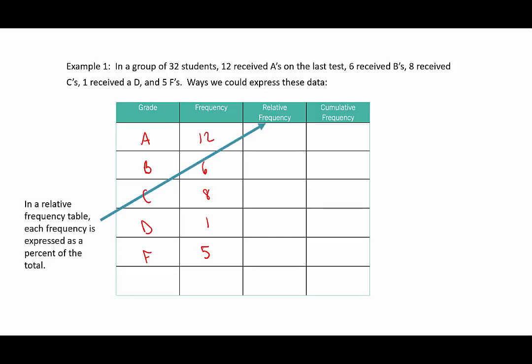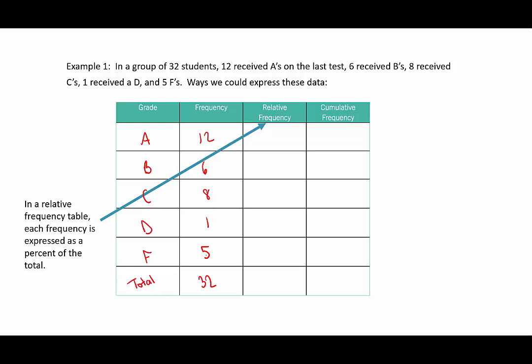Then we have the relative frequency. So remember what the total was. The total was 32. So I guess I could include my total here. Maybe that's what I'll use this column for. I'm going to put the totals here. And here, this should add up to 32. So we can check my math and make sure the number of students matches the number of students given. 12 plus 6 is 18, plus 8 is 26, plus 1 is 27, plus 5 is 32. That works out.